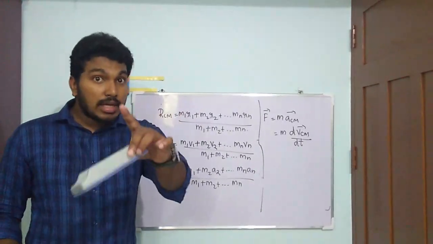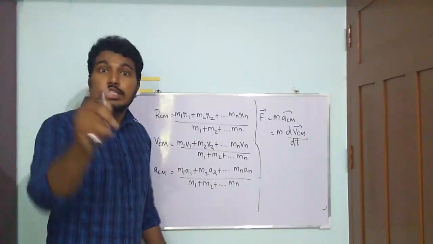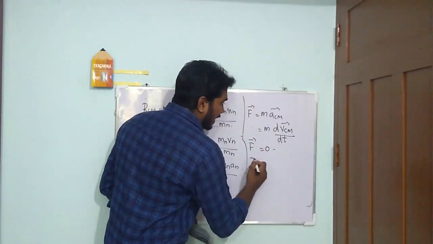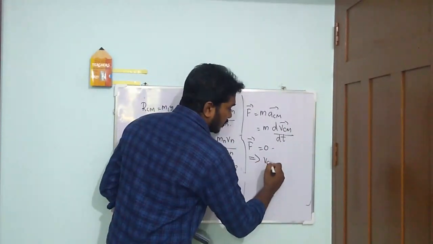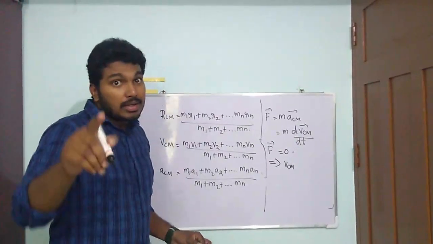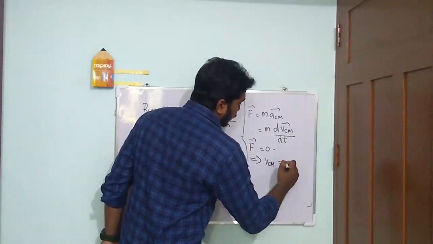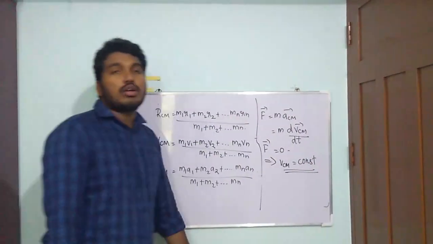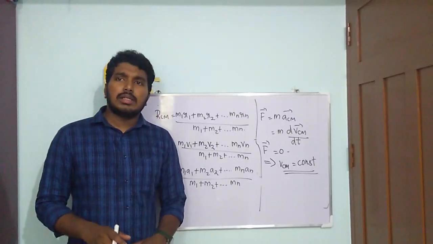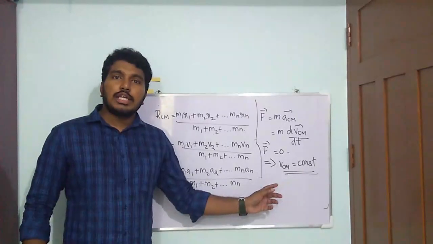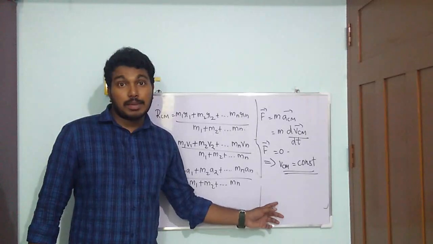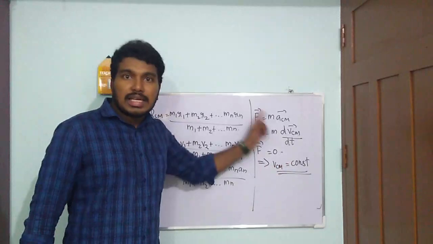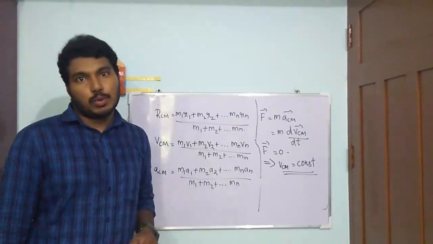Now suppose we have an isolated system and the net external force on it is 0. If F is equal to 0, that implies what will be Vcm? There can be only one possibility, right? Vcm should be a constant. Vcm is a constant means the velocity of the center of mass is remaining a constant for an isolated system on which the net external force is equal to 0, right?